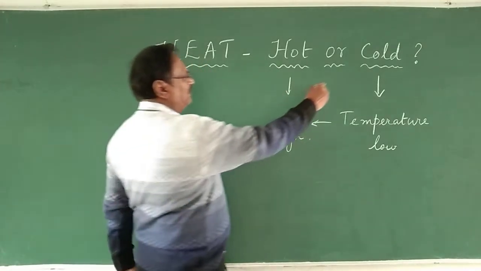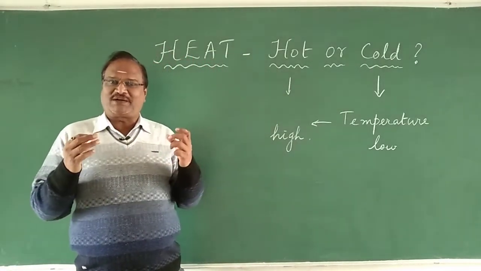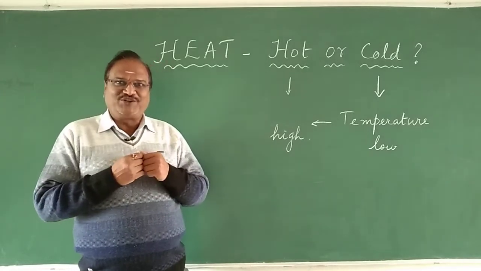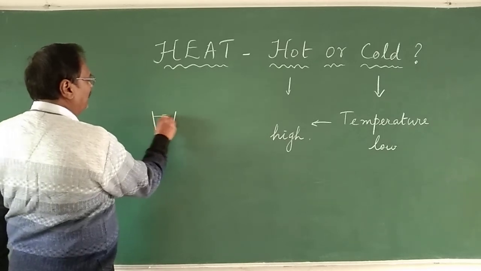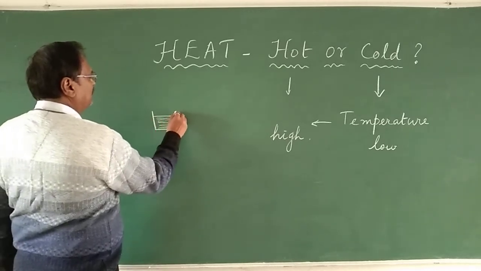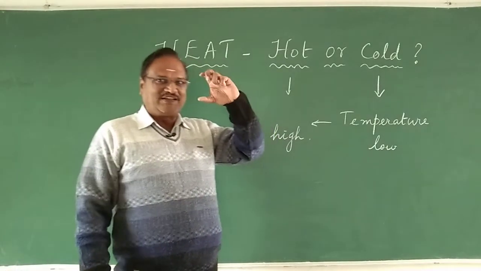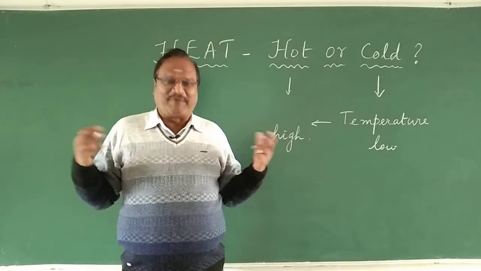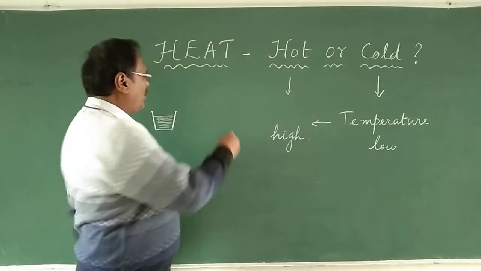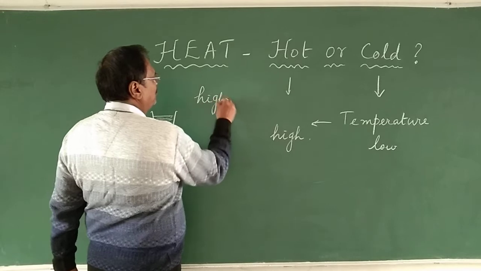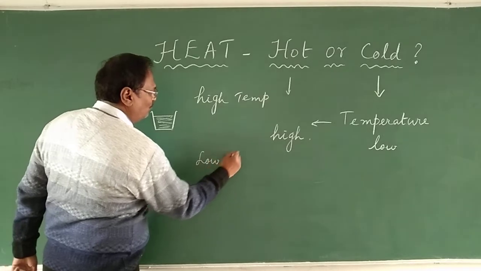Okay, now let us see how they are interconnected. For example, in the cold season, what do we prefer to have? We prefer to have hot chai, right? You take a hot cup of chai in the morning. Why should I take it hot? Because my body is cold, and I take a hot chai. So the hot chai will have high temperature, and my body is cold, so it is at low temperature.